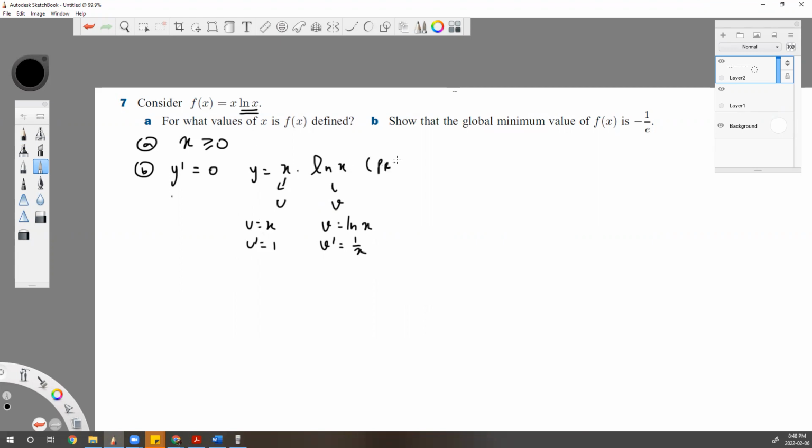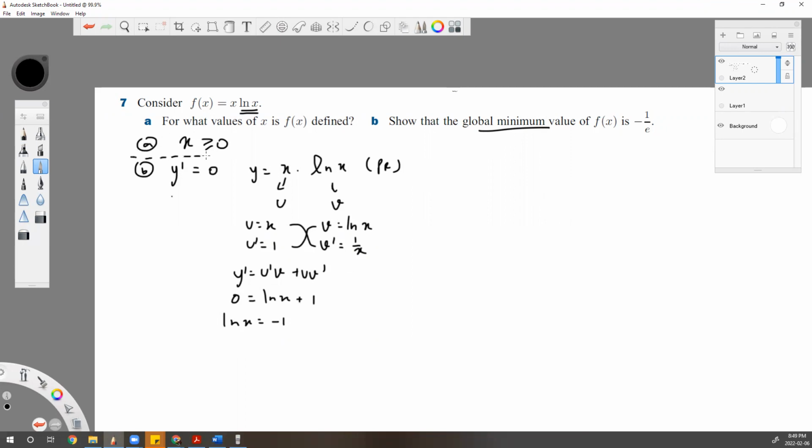So, product rule. Remember the derivative of ln x is 1 over x. That's the way. Okay, now y' equals u'v plus uv'. You are finding now the stationary point. 0 equals u'v, which is ln x, plus x times 1 over x. Oh, plus 1. Okay, so ln x equals -1, right? It can be like this.